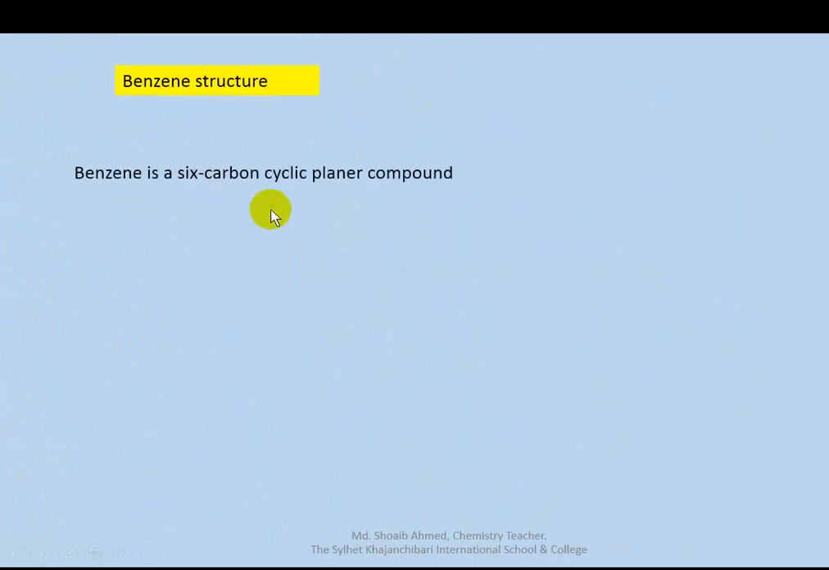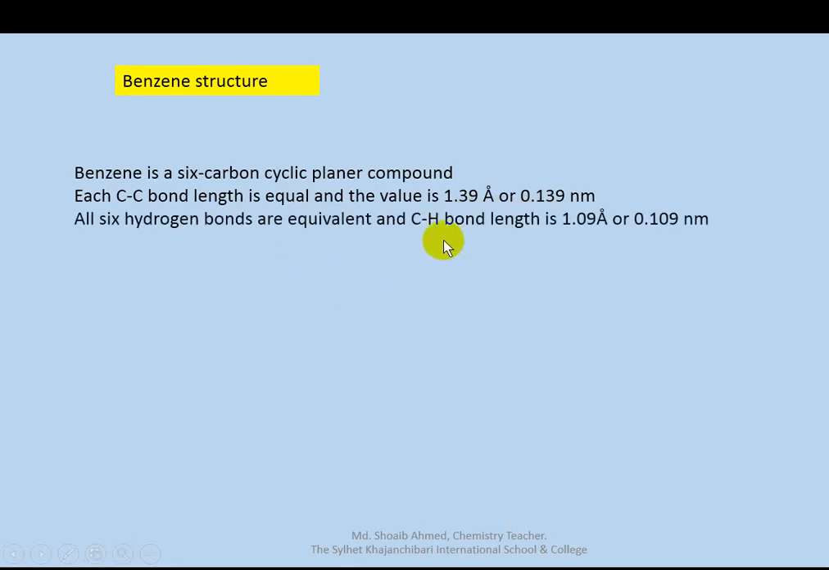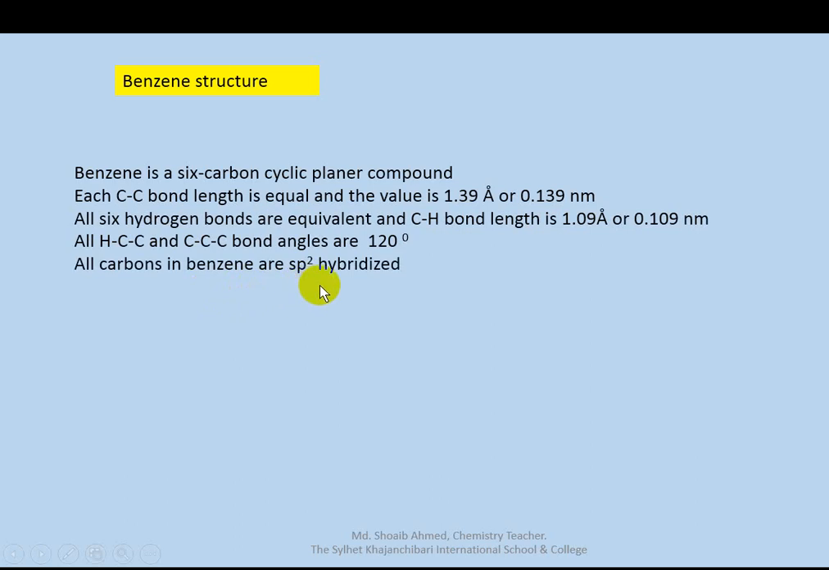This is benzene, a six-carbon cyclic planar compound. Each carbon-carbon bond length is 1.39 angstrom and the carbon-hydrogen bond length is 1.09 angstrom. The carbon-carbon-carbon and carbon-hydrogen-carbon bond angles are 120 degrees. All carbons in benzene are sp2 hybridized. Carbon-hydrogen bonds contain an sp2-s sigma bond, and carbon-carbon bonds contain an sp2 sigma bond.